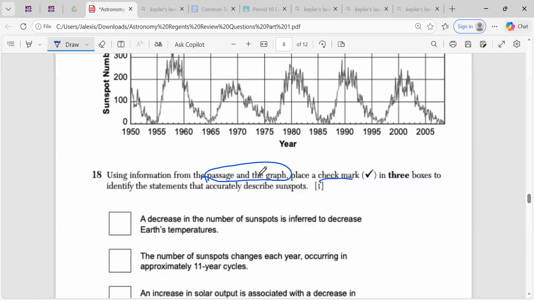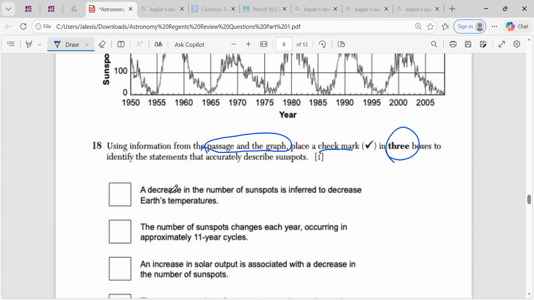It says place a check mark in three boxes. So even if you place a check mark in just two, you're not going to get it correct. You have to have three check mark boxes to identify the statements that accurately describe sunspots. So we're going to go through each one. It says a decrease in the number of sunspots is inferred to decrease Earth's temperature. So I'm going to go to my reading and see if there's anything that talks about sunspots and an inferred decrease in Earth's temperature.